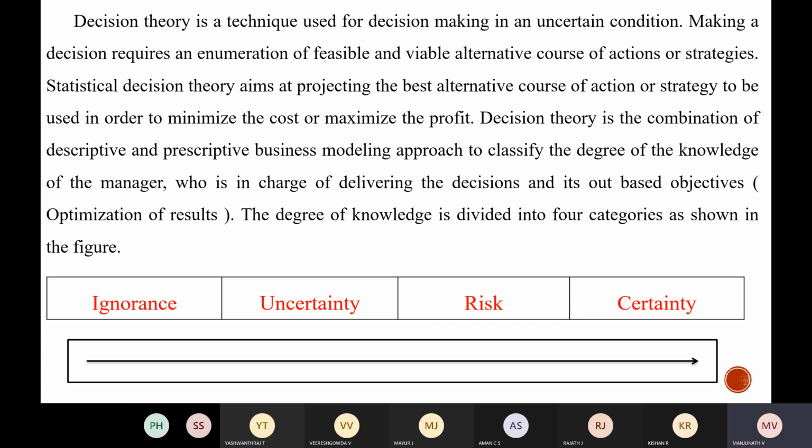A kind of journey from an ignorant business situation, from business related aspects, to that of certainty elements, by using mathematical modeling. We call these mathematical modeling techniques.